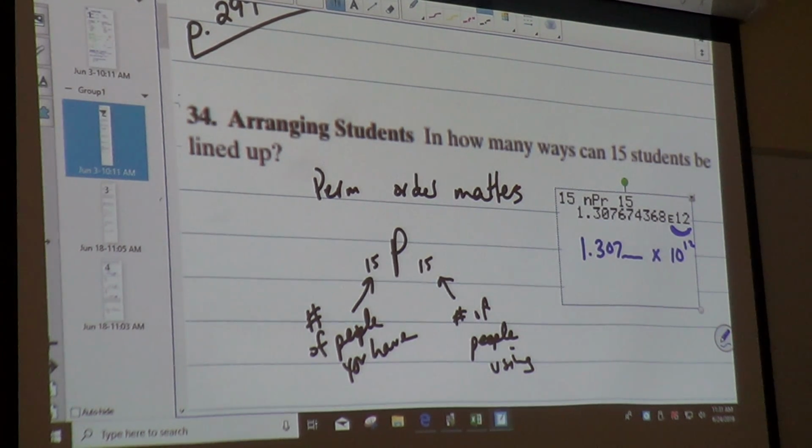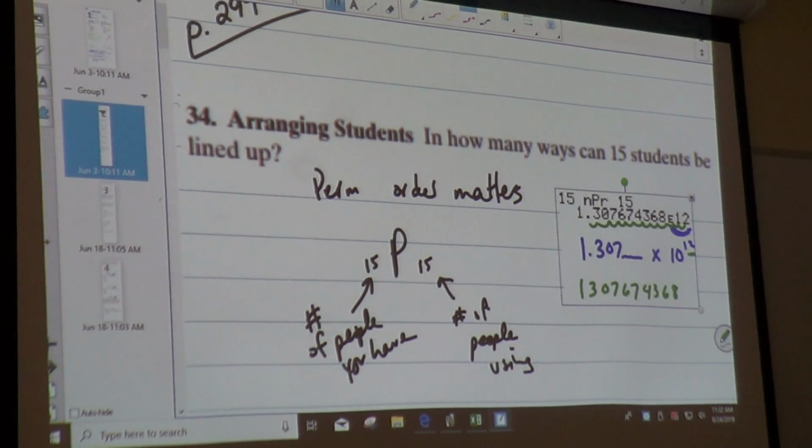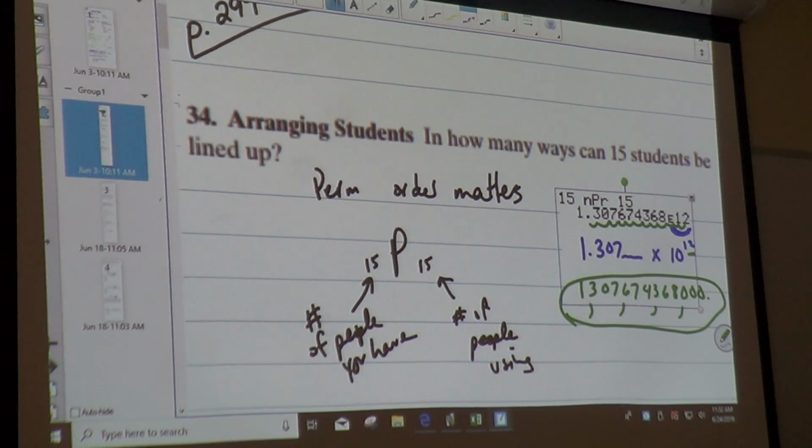Which means if we take our decimal and move it 12 times, that's how big the number is going to be. So if I take my decimal and I move it 1, 2, 3, 4, 5, 6, 7, 8, 9, 10, 11, 12. So my answer is 1307674368000 because I ran out of numbers. That is how many ways that we can line up those 15 people 15 different ways in line. We're not going to try that.